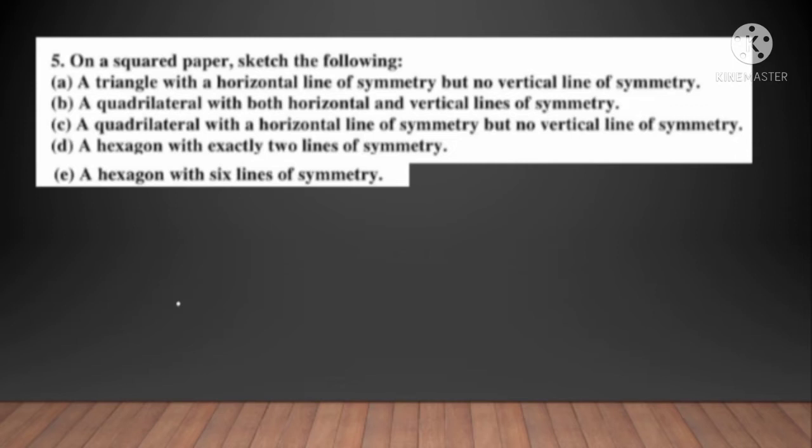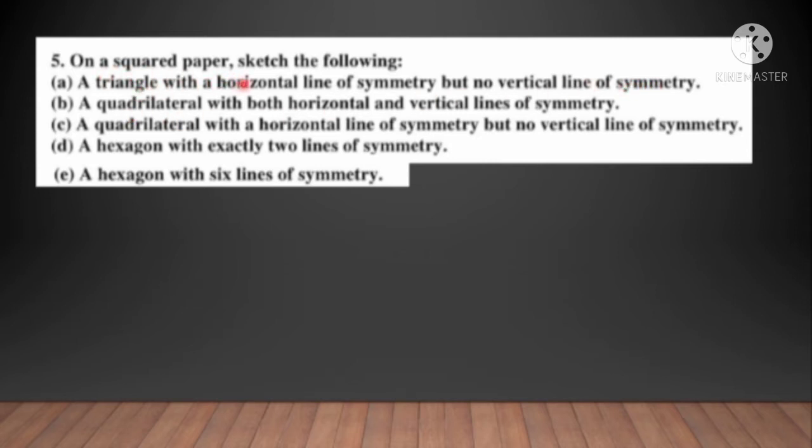Now let us move towards the fifth question. On a squared paper, sketch the following. So we have to take a squared paper. Either you can take a square paper or a graph. A triangle with a horizontal line of symmetry but no vertical line of symmetry. So in a square paper, we have to draw a triangle.